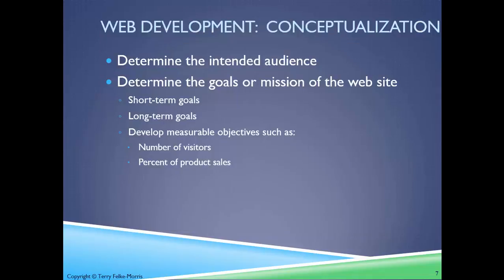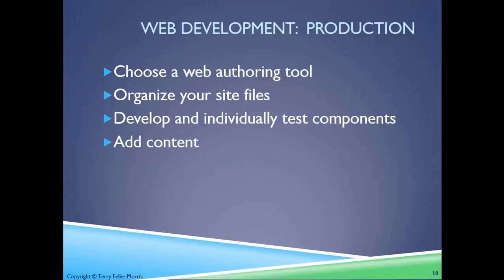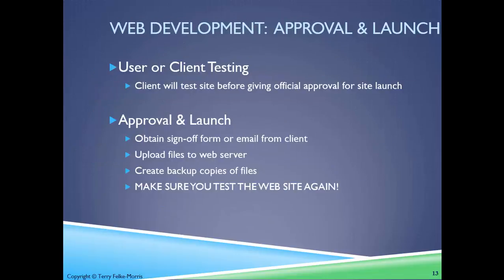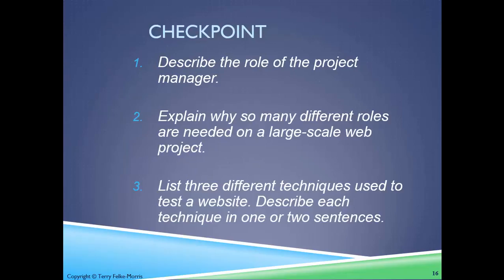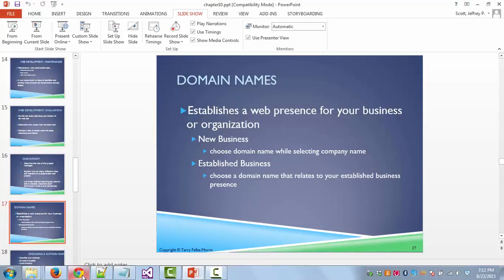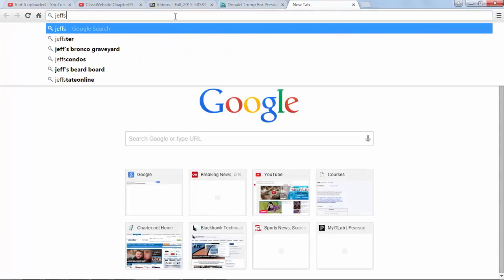So they talk again: conceptualization, analysis, design, production, testing, different types of testing, approval and launch, maintenance, and evaluation. All right, let's switch gears a little bit on the bottom of page 446 and talk about domain names. Now, one thing to realize when you choose a domain name, for instance, let's assume right now, and I don't even know, but I'm going to go in here and type in jeffscott.com.